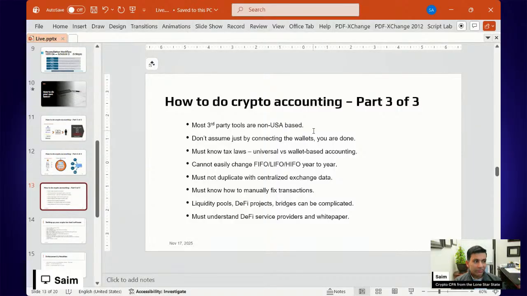Liquidity pools, DeFi projects, bridges, all of those, they basically break the chain. So make sure you're connecting, you're merging, you're parsing, you're connecting the dots, you're connecting this entire puzzle. So this way the cost basis is following you from the inception, okay?